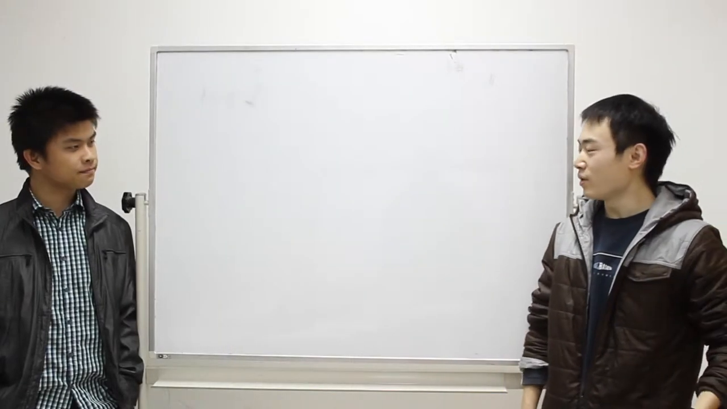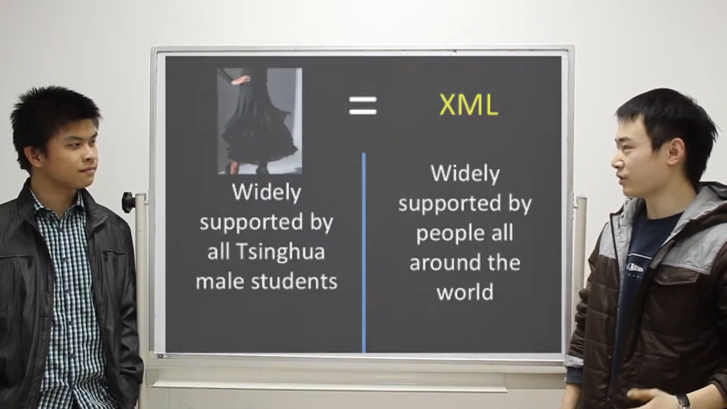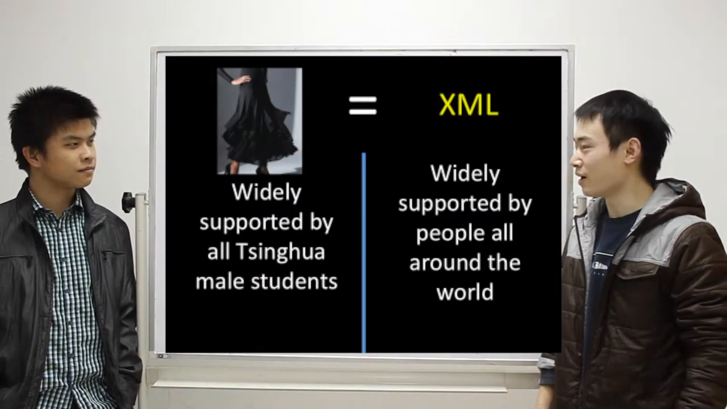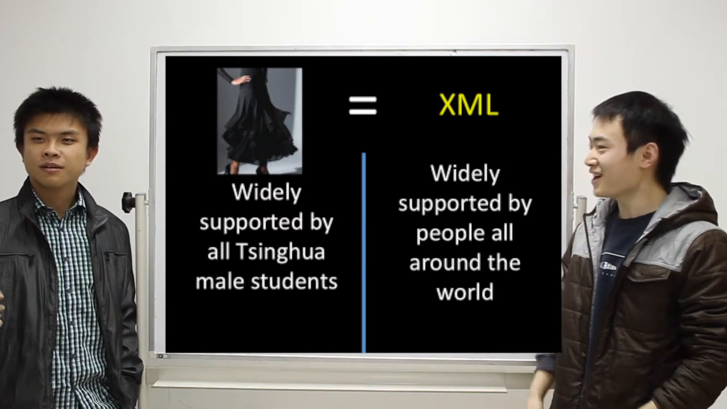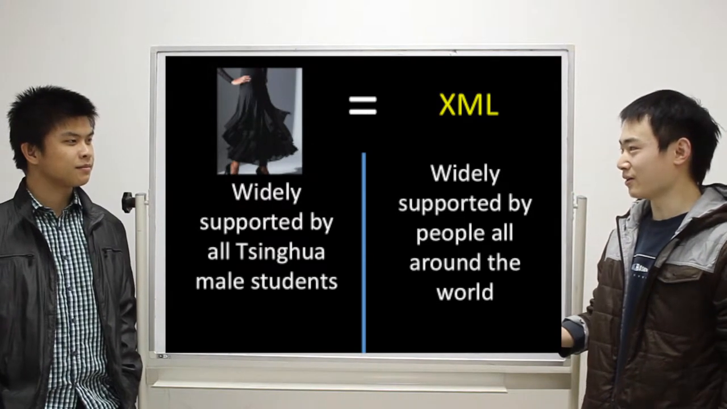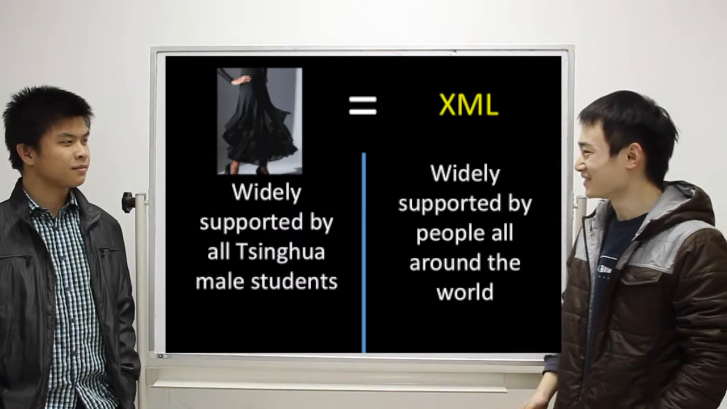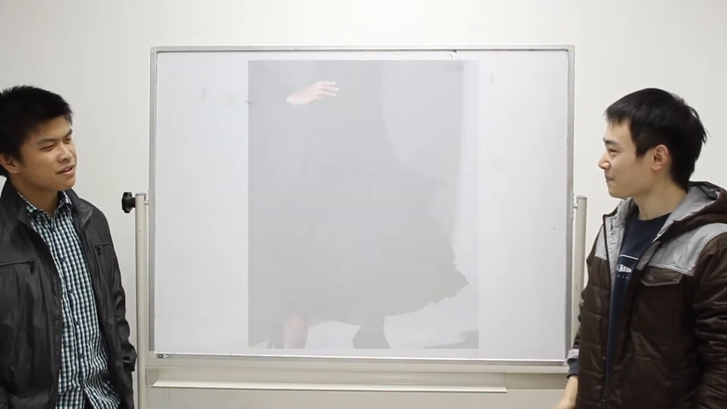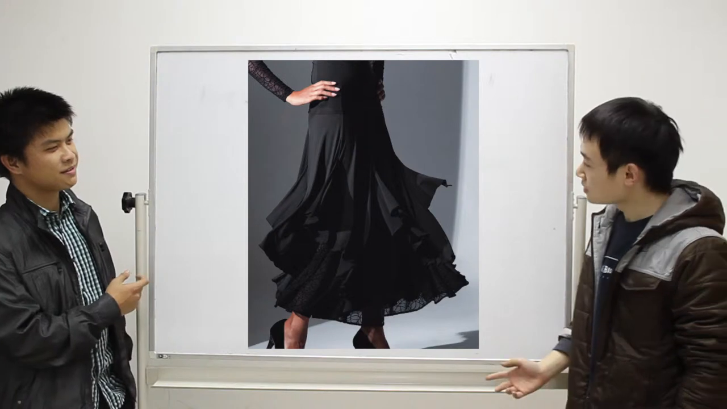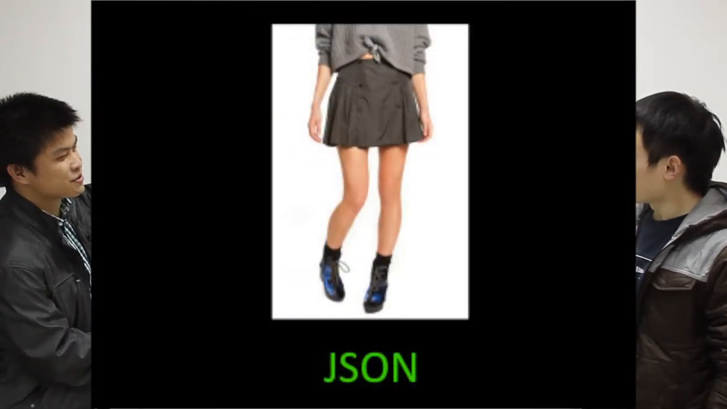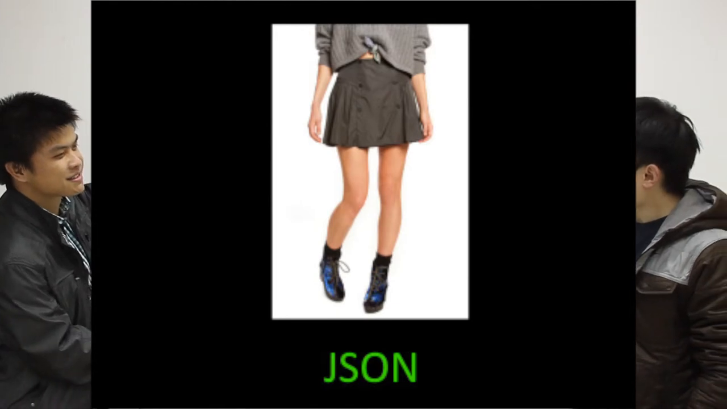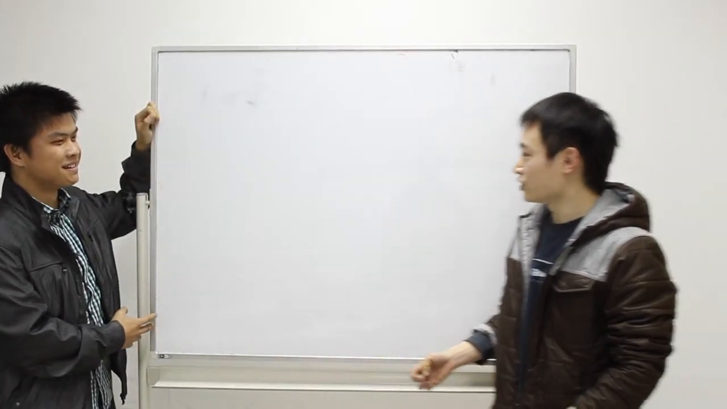In addition, wearing skirts is well supported by all the male students in Tsinghua. Stop! Right? Just like XML, which is supported by so many people all around the world. But I think there is a problem with the skirt. What? Do you think that it's too long? Just like XML with its verbose structure, it takes up too much space. Yeah, I do like shorter skirts.